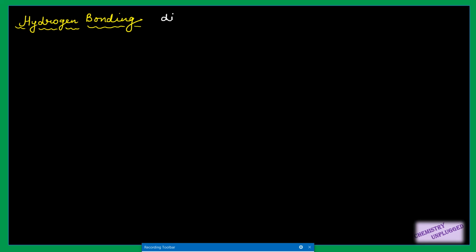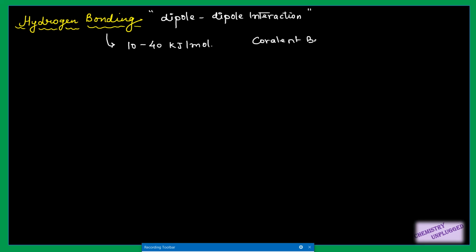So generally it is a type of dipole-dipole interaction. It may be ion-dipole interaction also, but you can categorize it into dipole-dipole interaction. The energy of hydrogen bonding lies in the order of 10 to 40 kilojoule per mole. Now you can compare that your covalent bond has energy of almost, or you can say on average, 400 kilojoule per mole. In this way, hydrogen bond strength is 1/10 of covalent bond strength.